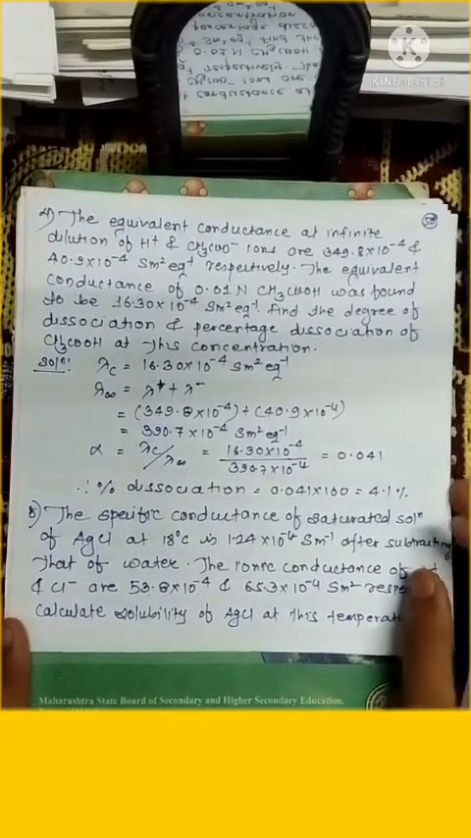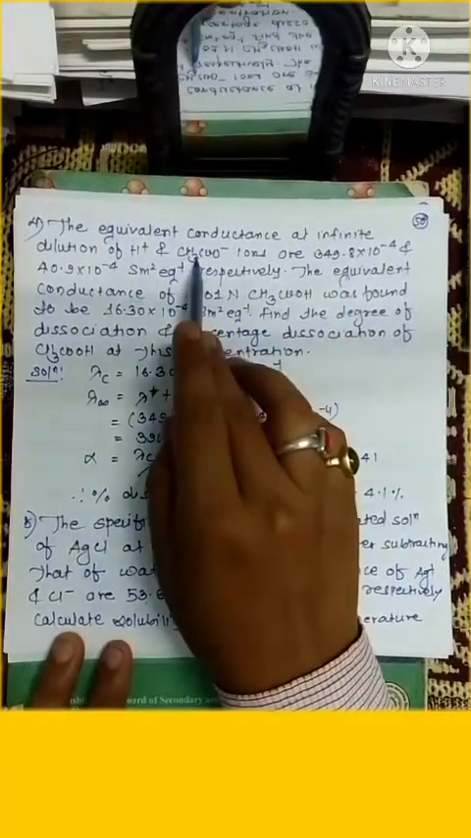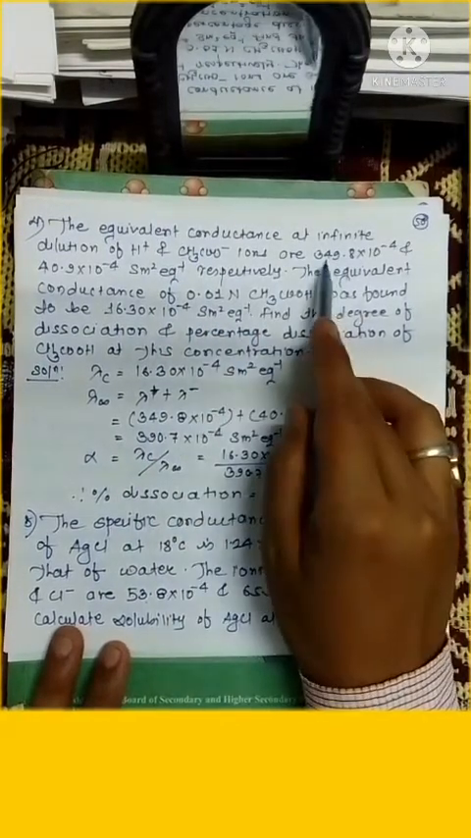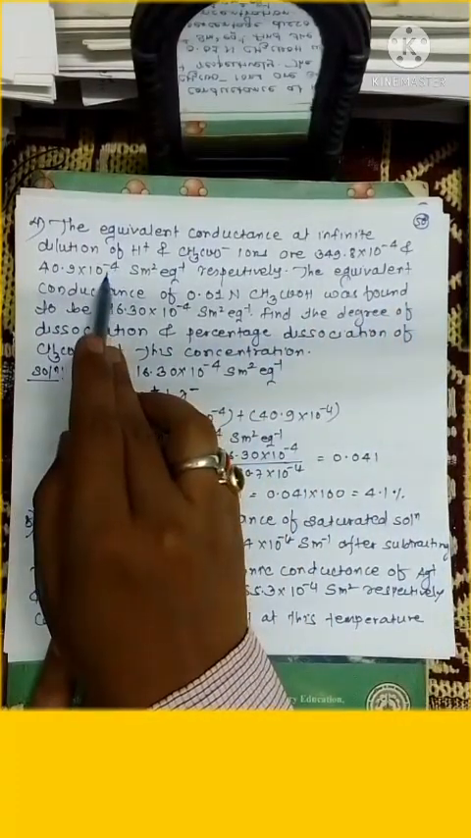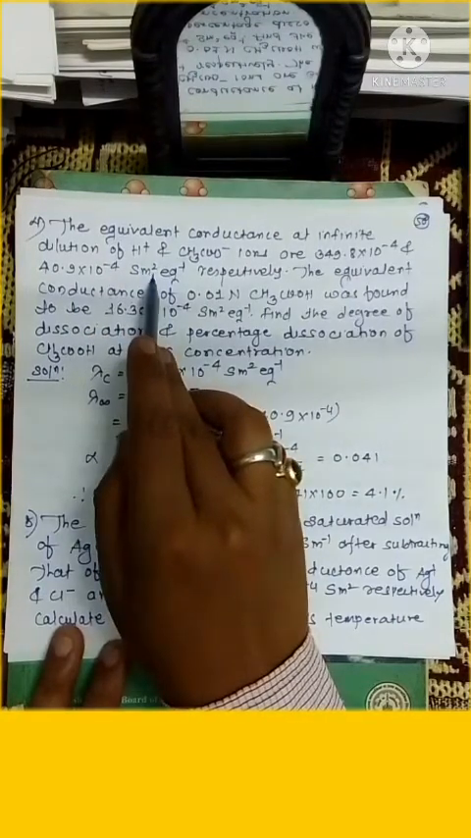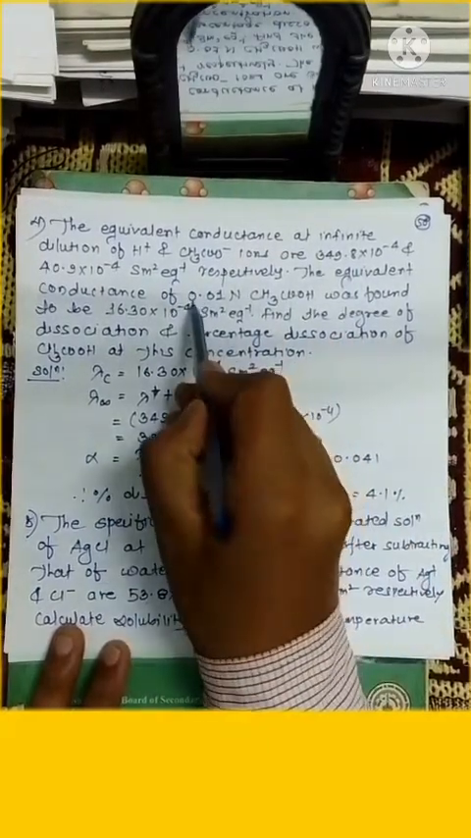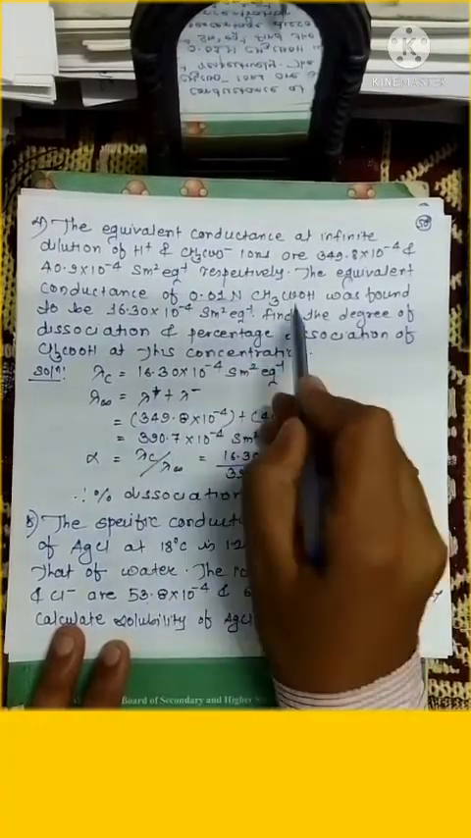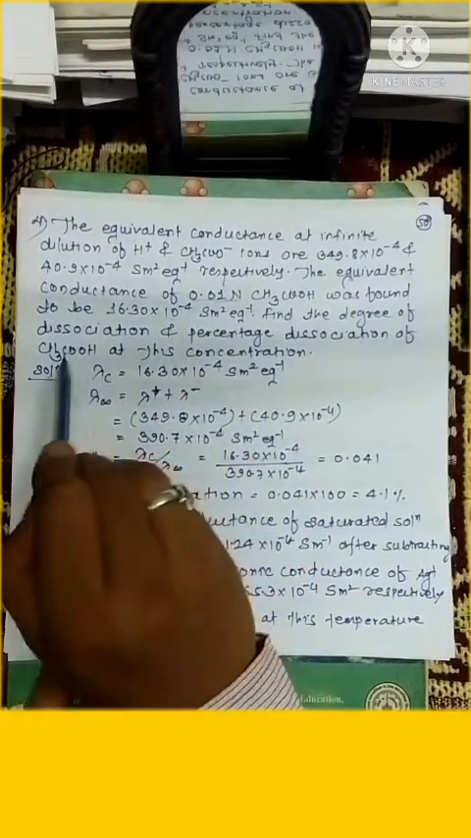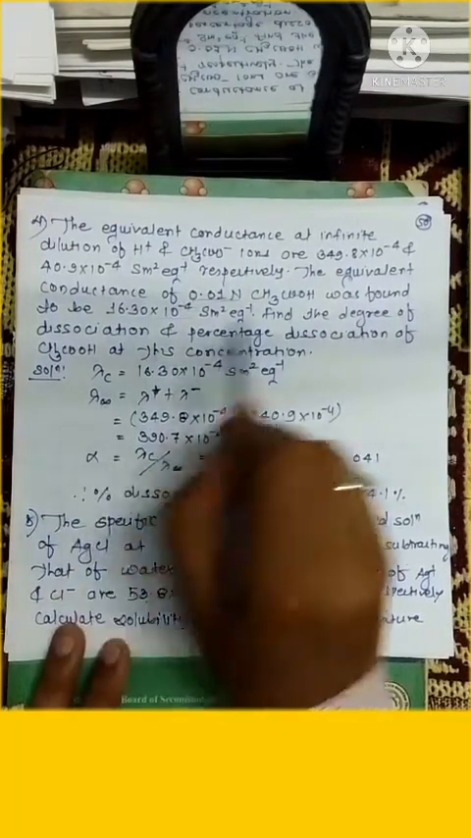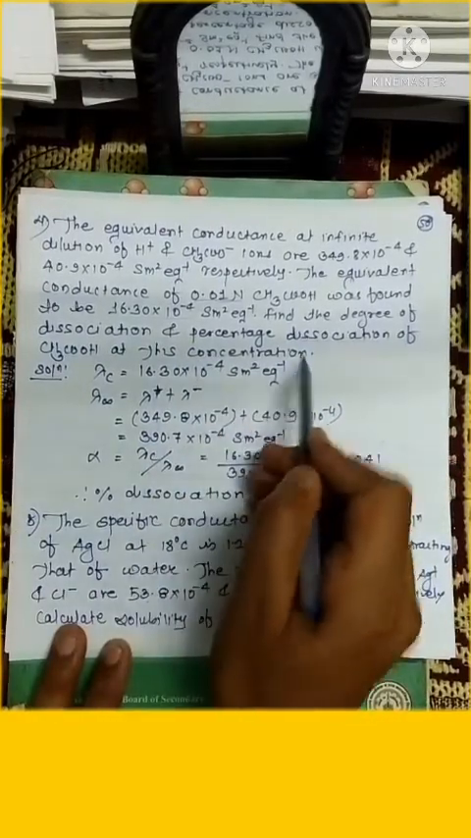Now we are going to solve the next example. The equivalent conductance at infinite dilution for H plus and acetate ion are 349.8 multiplied by 10 raised to the power minus 4 and 40.9 multiplied by 10 raised to the power minus 4 Siemens meter square per equivalent respectively. The equivalent conductance of 0.01 normal acetic acid was found to be 16.30 multiplied by 10 raised to the power minus 4 Siemens meter square per equivalent. Find the degree of dissociation and percentage dissociation of acetic acid at this concentration.